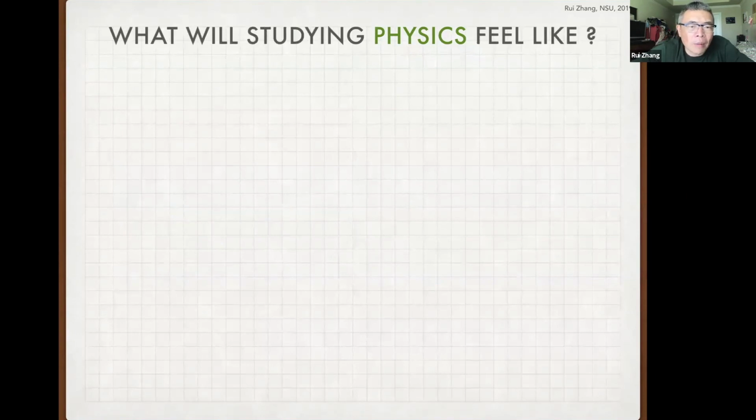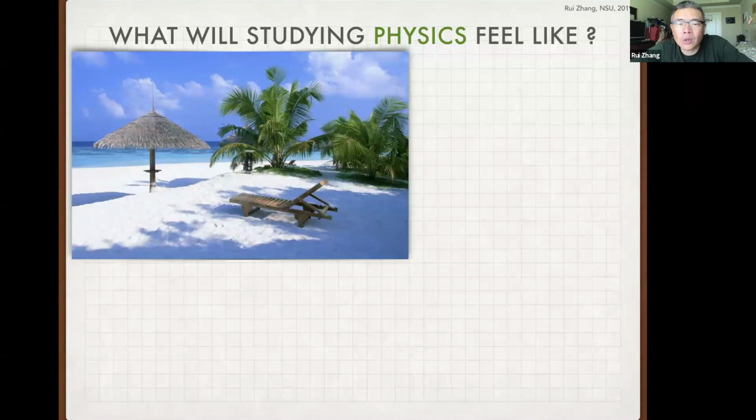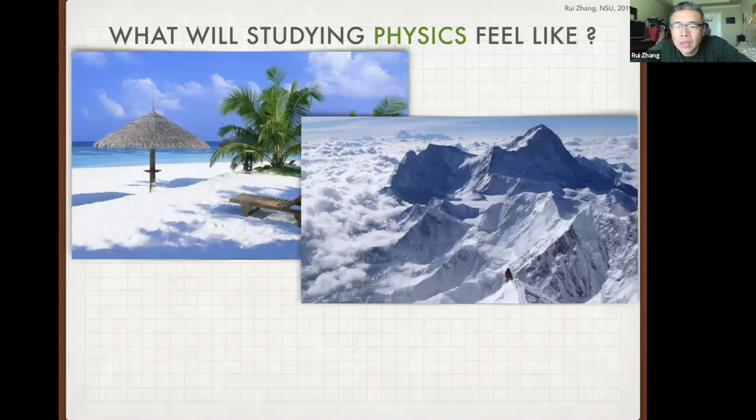So finally, let's talk about what studying physics looks like, feels like. Okay. Now there are two possibilities. One is like this: you go to the beach, you enjoy relaxing, enjoy the sunshine. And the other one is this: you're climbing a mountain, let's say Mount Everest. You're climbing it, and outside it's cold, it's windy, not much air, and you're really tired, but you still need to go to the summit of the mountain.